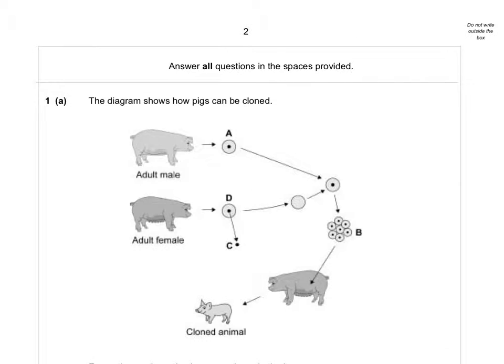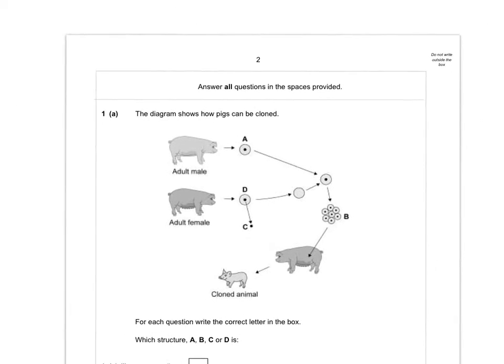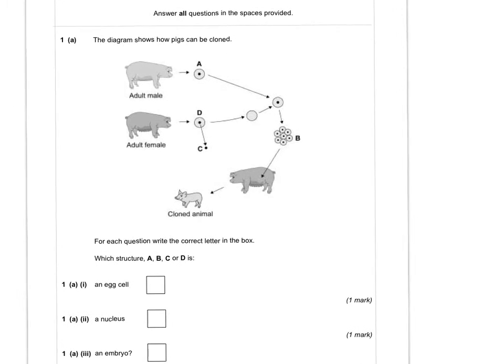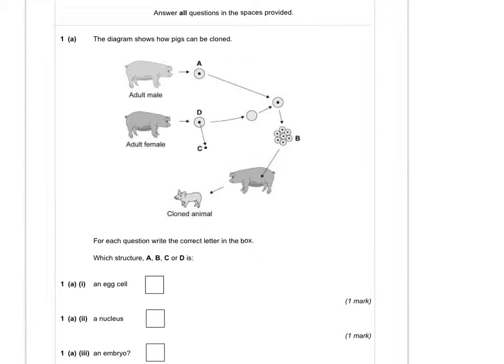Right, question 1. The diagram shows how pigs can be cloned. We know straight away from that it's a cloning question. It shows the adult male and the adult female. A cell gets taken away from it. Another cell, D, gets removed, and something else is removed from that cell, leaving an empty cell. They come together, they make an embryo, and then eventually that forms into a cloned animal.